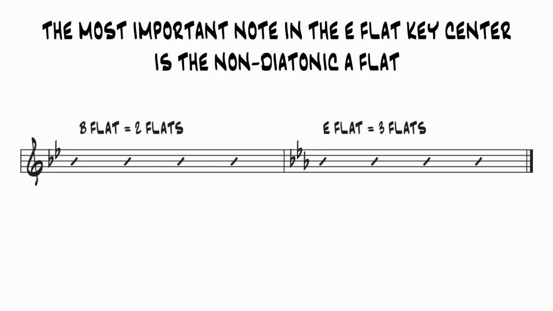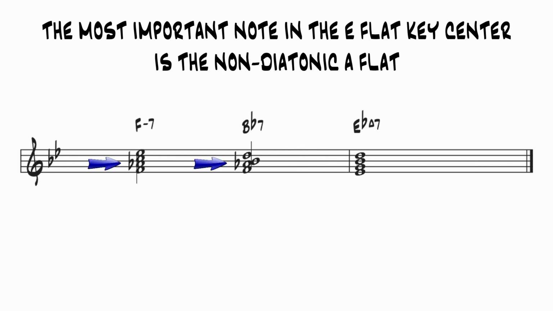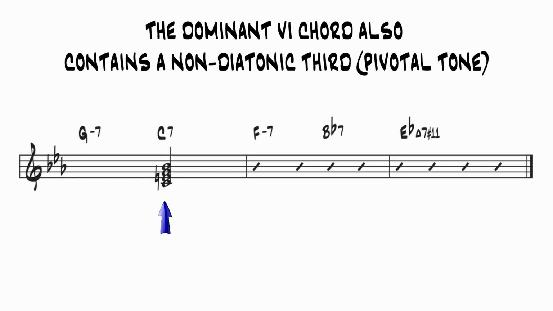The key of E flat major contains one more flat than the key of B flat major, so the most important note for the improviser in this key center is A flat, which appears as the 3rd of the 2 chord and the flat 7 of the 5 chord. Now we also have a 6 dominant chord in this key center, which gives us another non-diatonic major 3rd, another pivotal tone. So now we've looked at the 3 key centers, and we've focused on how they differ, especially when we see chord tones that are outside the key signature.